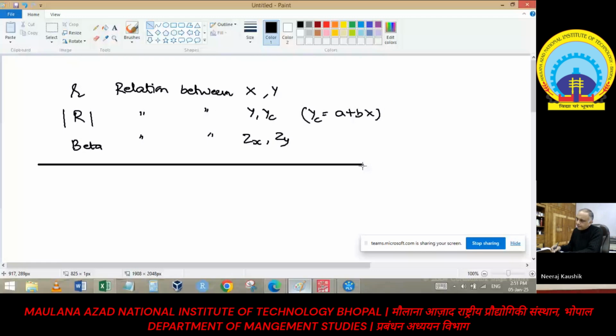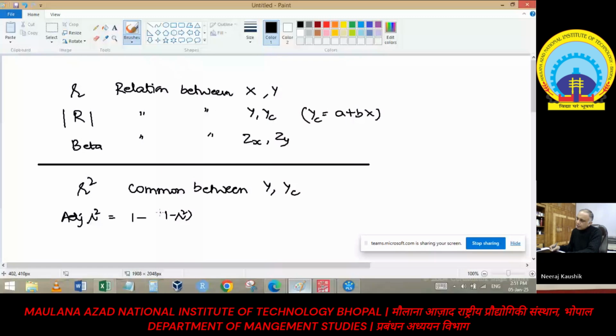What is R square? What is the common between y and yc? The more independent variables, R square will increase. So we discussed yesterday adjusted R square. That is 1 minus R square, n minus 1 divided by n minus k minus 1, where n is the sample size, k is the number of independent variables. Adjusted will not increase. After some time, it will decrease. This is another thing we should know.